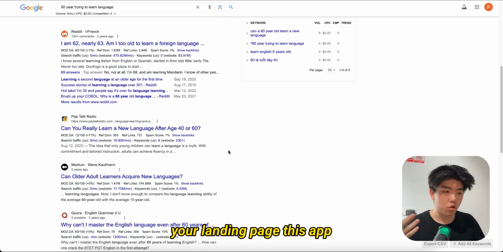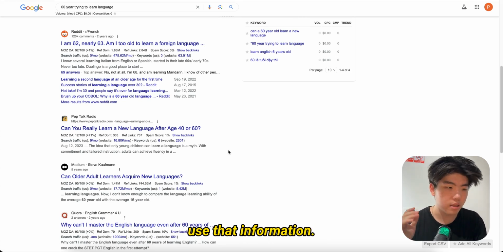You can transfer this into your landing page. This app makes it even easier for people that are over the age of 40 to learn a language. That's how you would use that information.